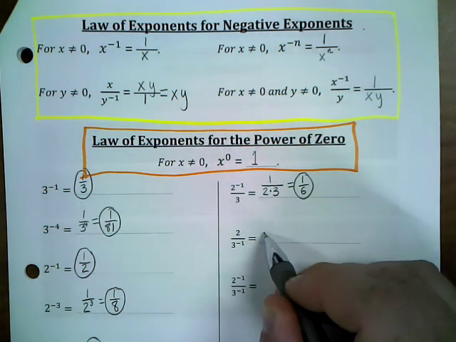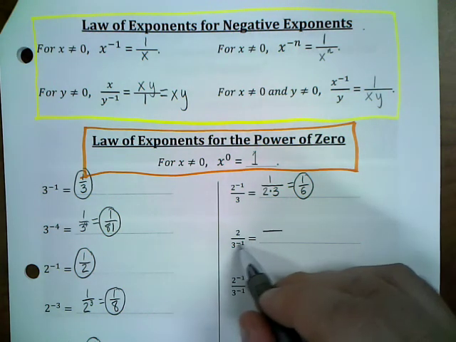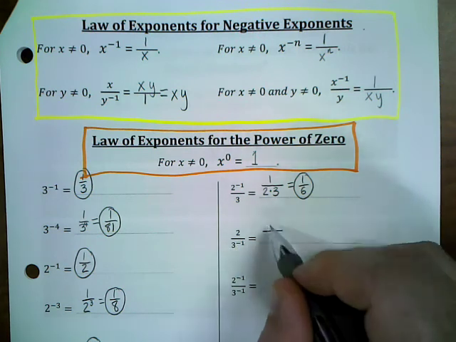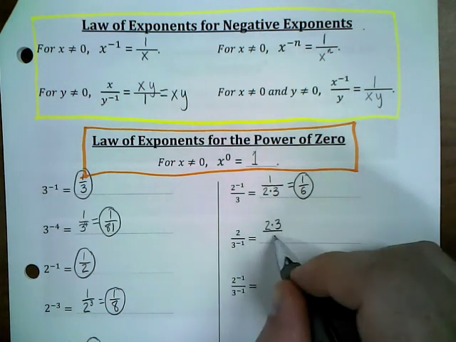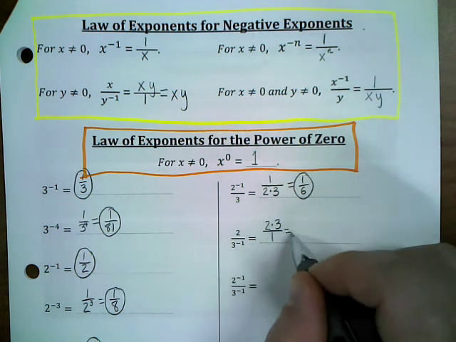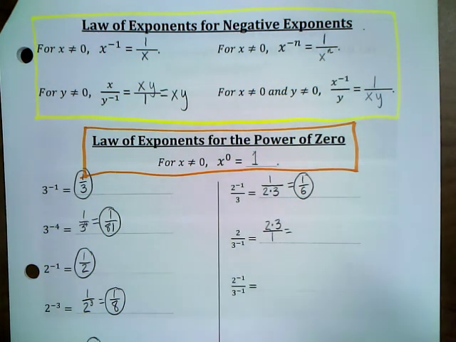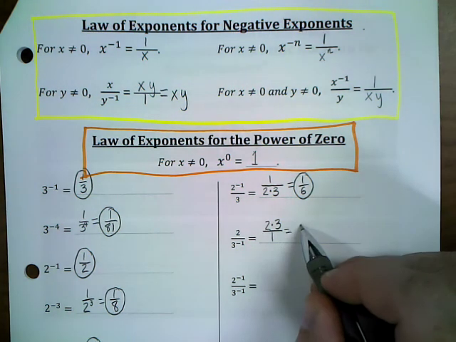Over here, the negative exponent is on the 3, so it's only the 3 that will move. The 2 will stay on top, the 3 will move up to join it, and empty spaces get filled with 1s. Well, 2 times 3 is 6. 6/1 is just 6.